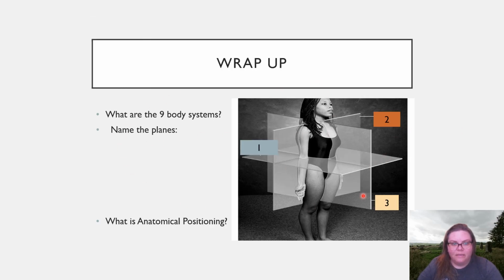And this is a little help for the quiz. Hint, hint, it might have something to do with this. What you should do is try to figure out what the 9 different body systems are, and then name the planes that I have labeled 1, 2, and 3 here, and then explain what anatomical positioning is. If you click the notes, you will see the answers to all of that.